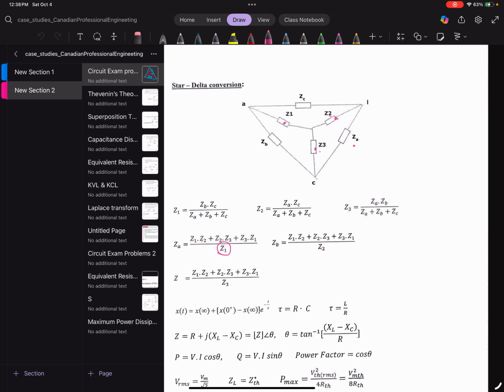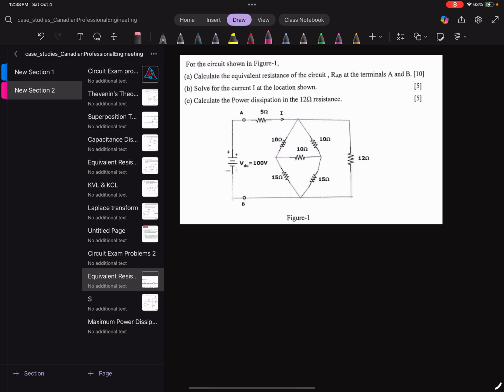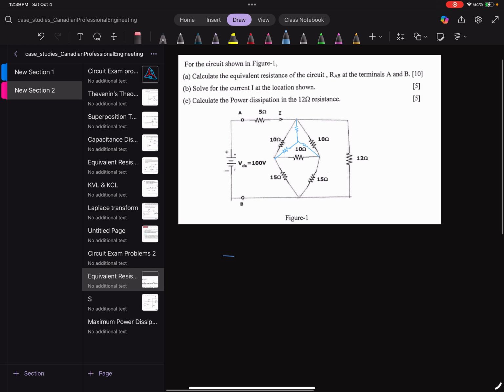So the problem we were solving was this one. Here, if I replace this delta one by a star one, that would make it simpler because then these two and these two can be related to each other. So let's draw that.